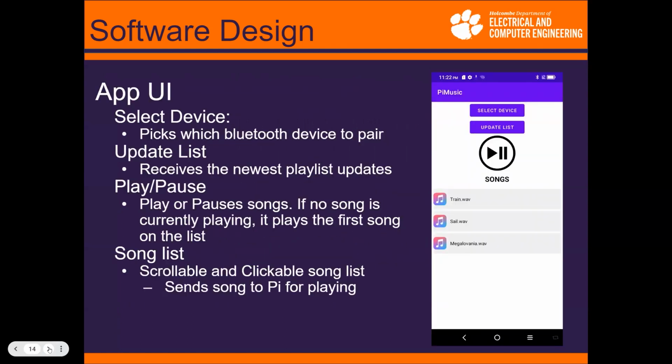For the app UI, we kept it simple. At the top is a select device button, which is used to pair the media player app to the Raspberry Pi. Below that, we have an update list button, which retrieves the newest playlist from the Raspberry Pi. We then have a simple play pause button, and then a scrollable and clickable song list.